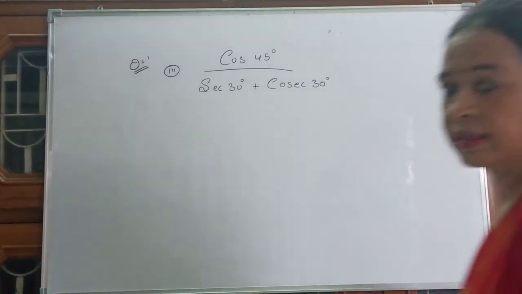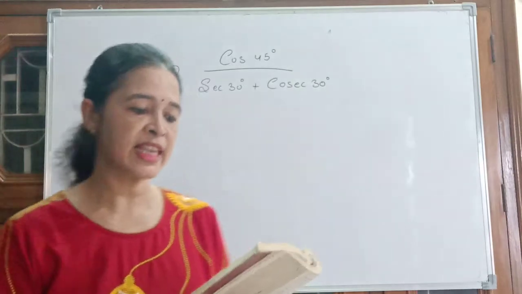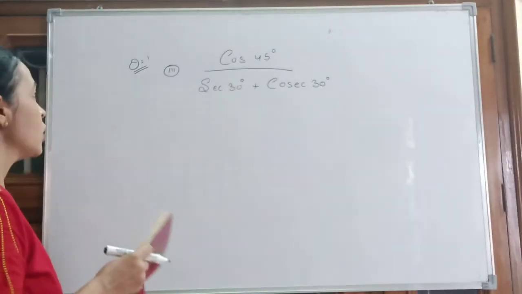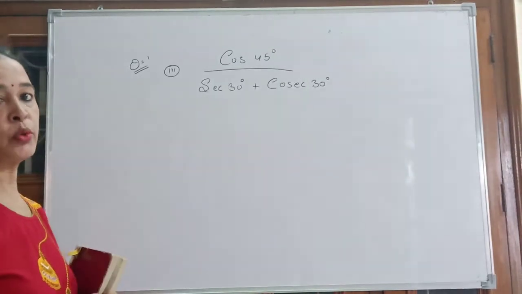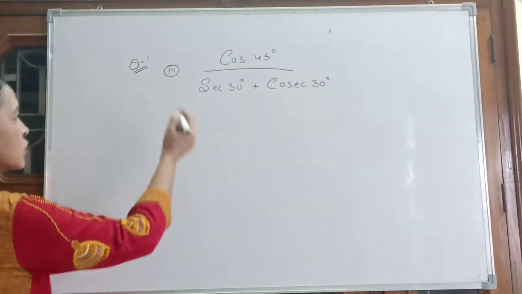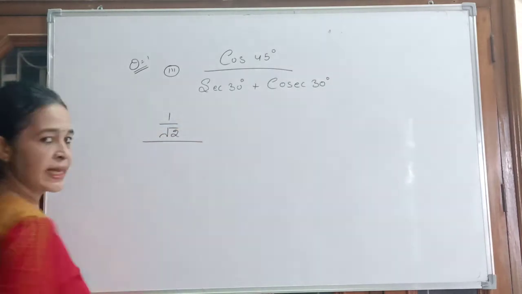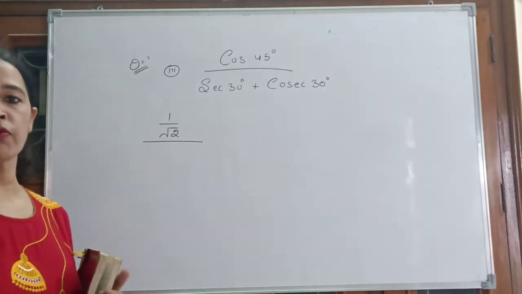Hello students, let's do some questions of exercise 8.2. This is question number 1, part 3, cos 45 degree. Students, you have to learn these values. Cos 45 degree is 1 by root 2 upon sec 30. Sec is reciprocal of cos.